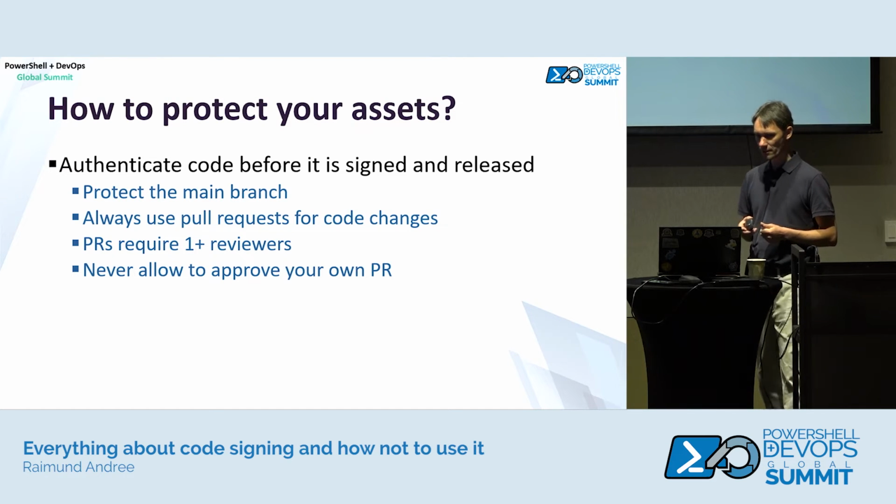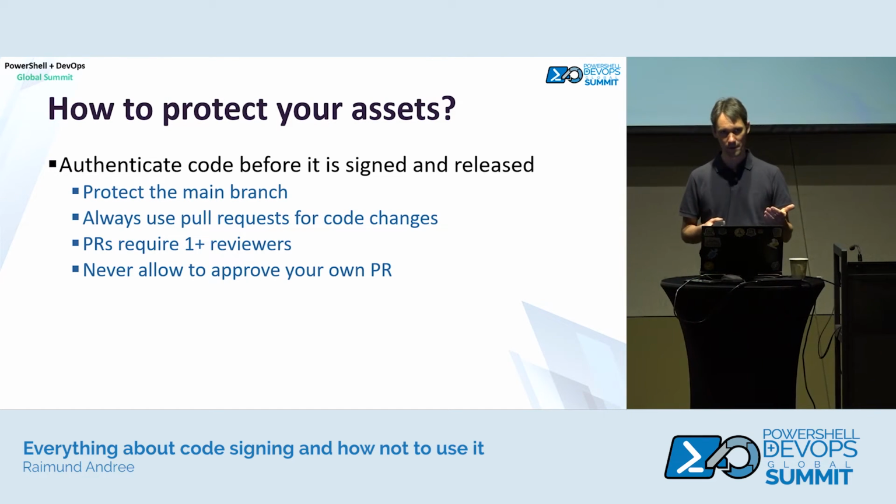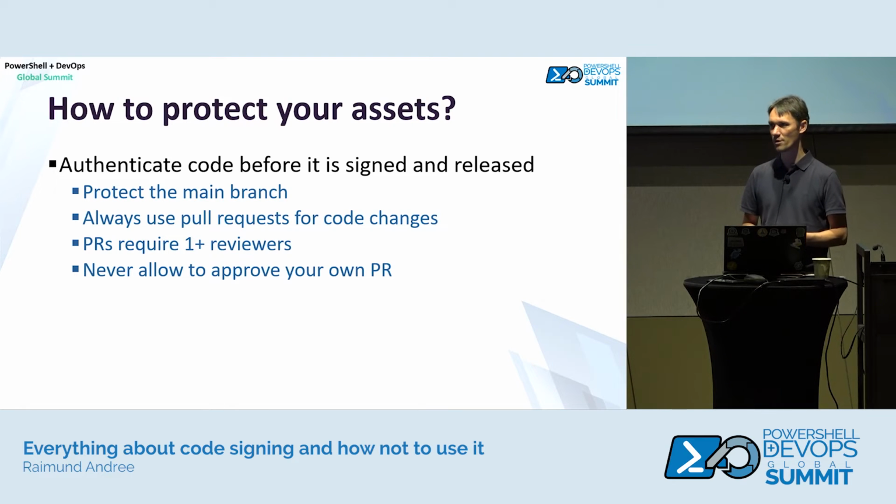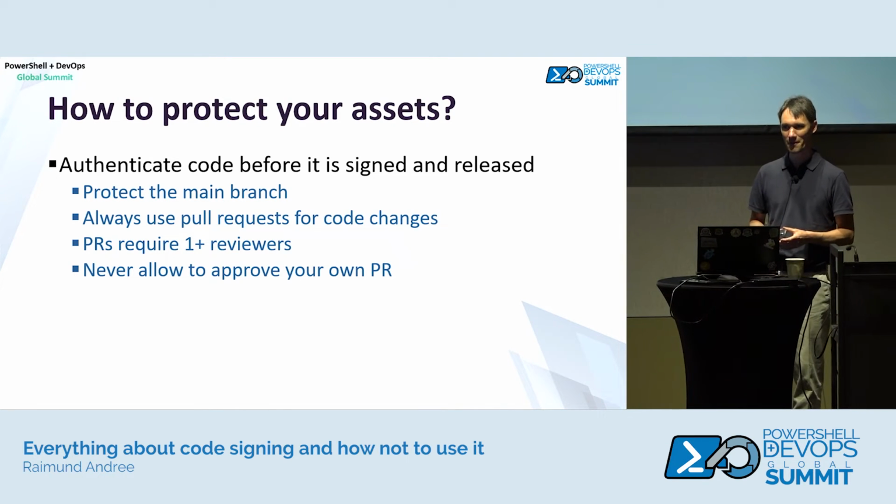So PowerShell scripts should always be in a Git repository in a transparent way, right? So the main branch should also be protected so that nobody can fiddle around with that. So we should always use pull requests in order to make a change and get the change approved by the relevant team members. So go through a little code review process to make sure that whatever we change in the code makes sense. So a pull request should have at least one reviewer and never be allowed to approve your own pull requests, right? This is still a very common practice.